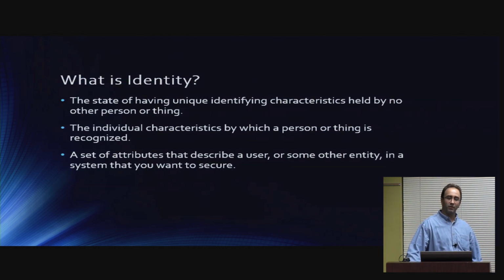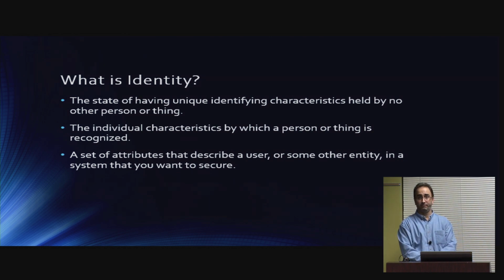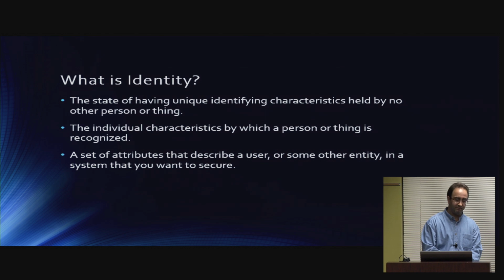Okay. So one of the first things we really have to understand is what is identity? Identity, in simple terms, is the state of having unique or identifying characteristics held by no other person or thing. The individual characteristics by which a person or thing is recognized. You know, your name, information about you, maybe where you live, information that identifies you. It's also a set of attributes that describe a user or some other entity in a system that you want to secure. These are all things that can represent identity that can be used later for a system to know who you are, to authenticate or authorize you for use of an application. Identity is key in claims-based identity.